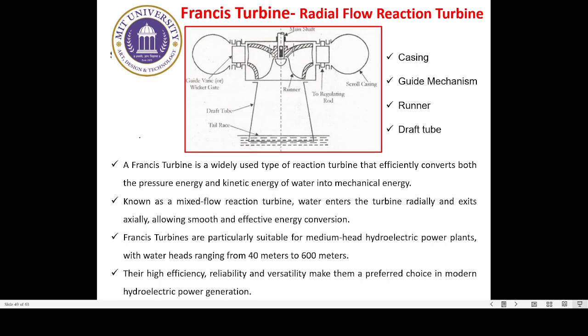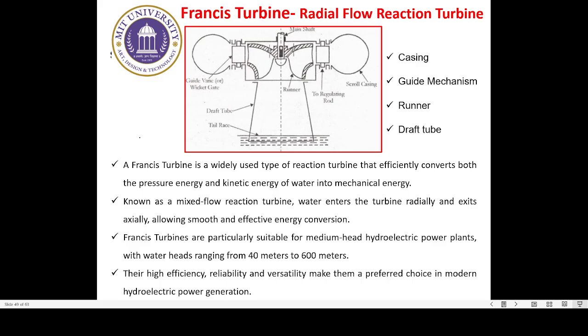Then we have the runner, which is mounted at the center on the main shaft, and toward the outlet of the turbine we have this increasing cross-section area, which is nothing but the draft tube, whose area increases gradually from inlet to outlet, that is, toward the tail race side. It can also be seen that the last portion of the draft tube is immersed into the tail race as well, isn't it?